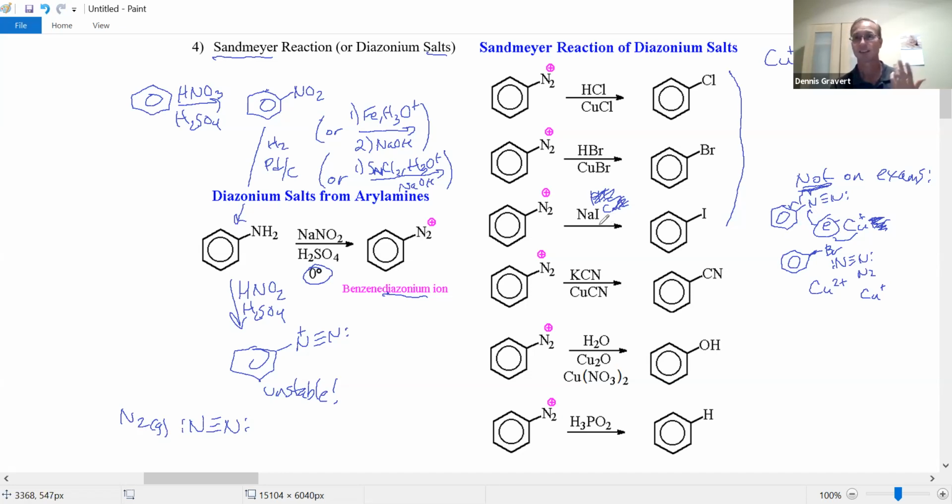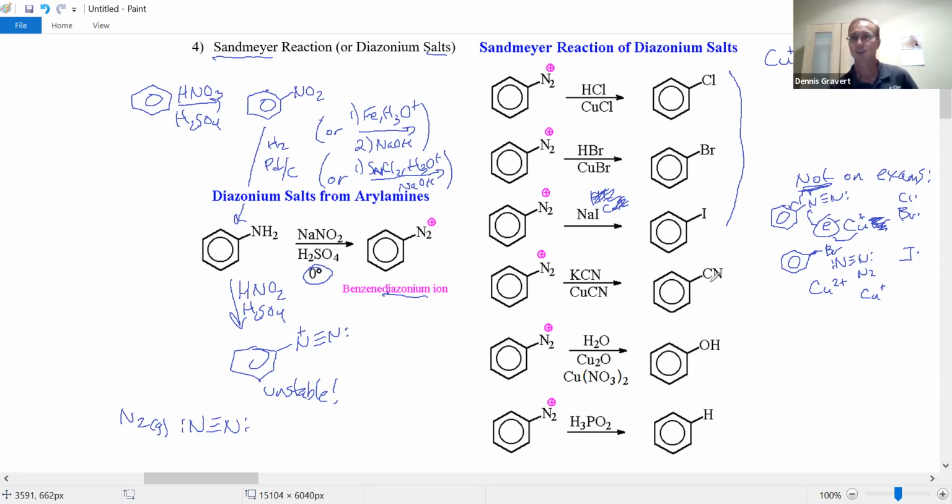Iodide actually serves as a catalyst for the reaction. The iodide radical is somewhat stable, definitely more stable than bromide and chloride radicals. This one's somewhat stable. It can form on its own just from sodium iodide. So you don't need a copper catalyst. Some of the iodide ions actually serve as the catalyst.